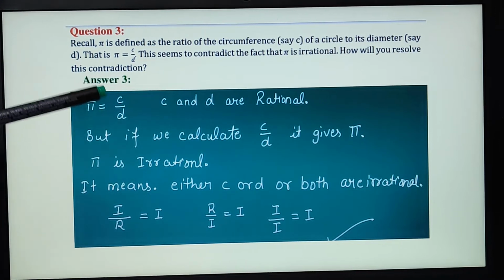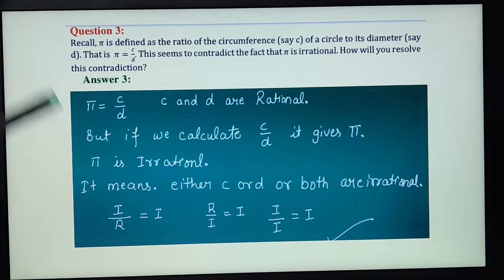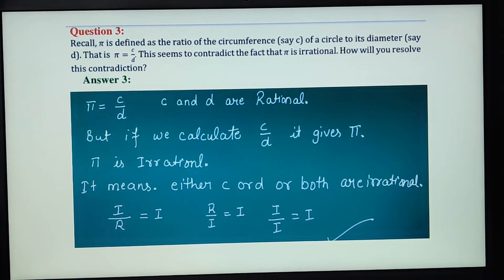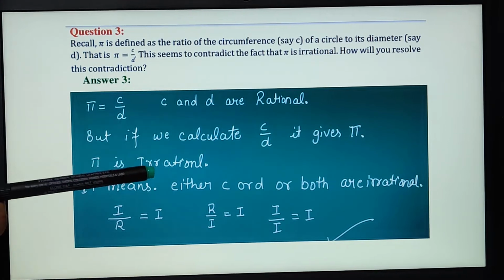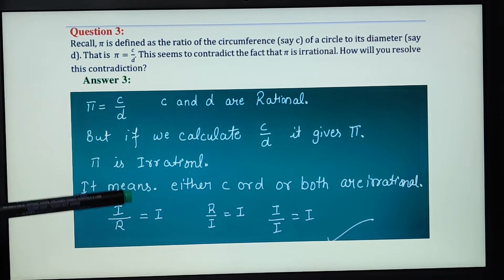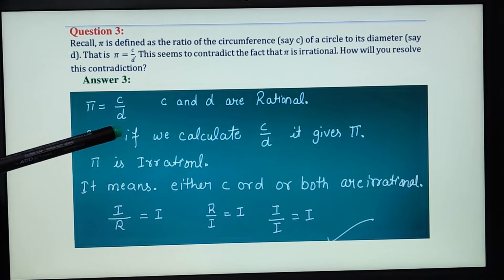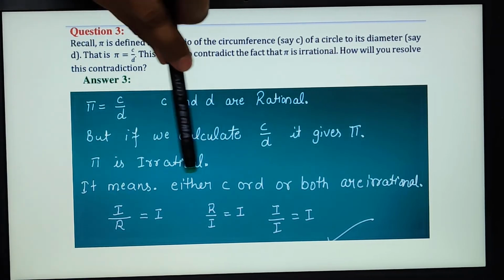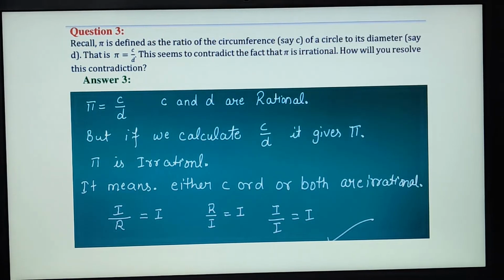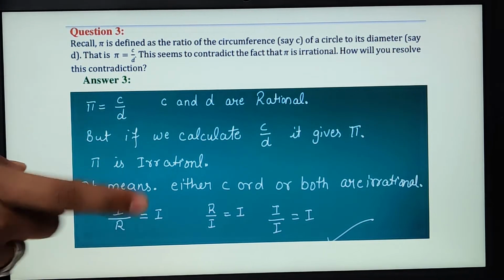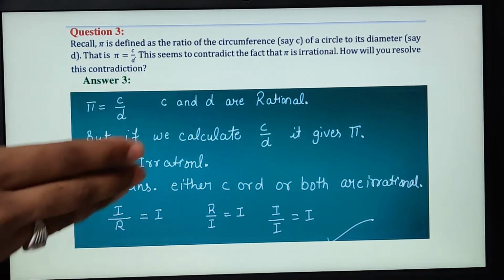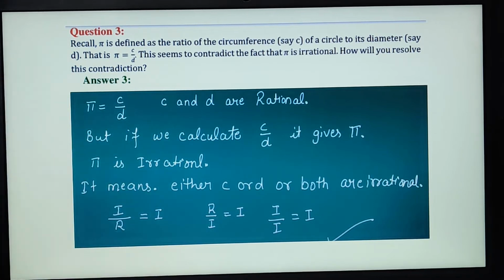So an irrational number can never be written in p by q form. So what can be the condition for c and d? Here there are conditions for c and d. Either c or d, or both, are irrational. If both are irrational, then we know that irrational by irrational is irrational.